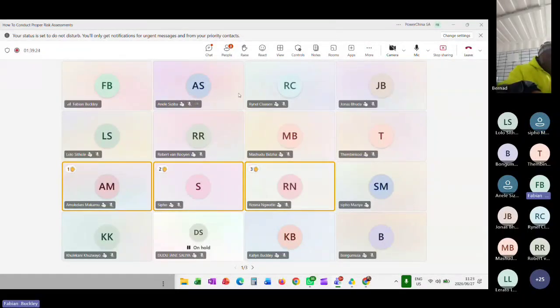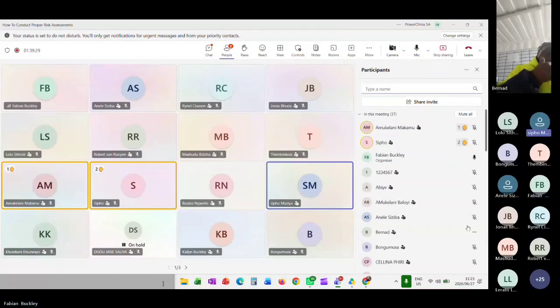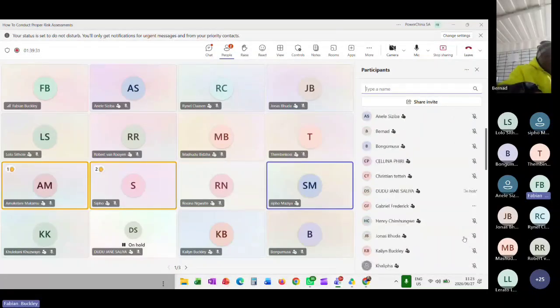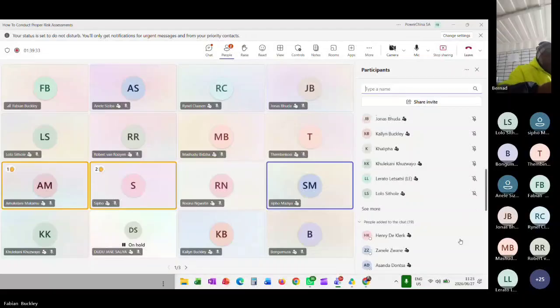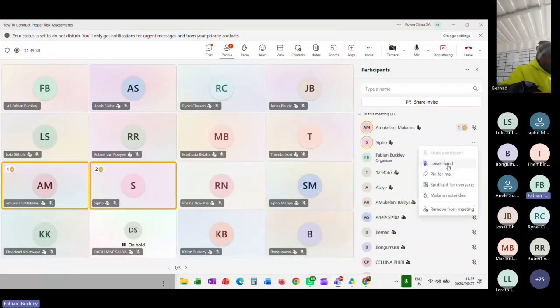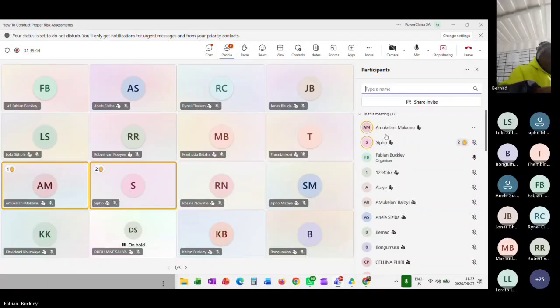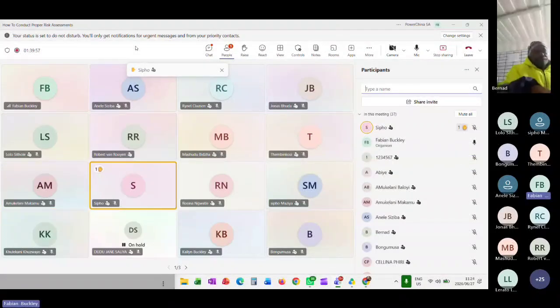Okay, somebody's mic is unmuted. If you want to unmute, you can speak. I see Sipo's hand is up and Amukelani. Please go ahead with your question. Sipo, oh, you don't have a question. Okay, no problem. Anyone else that has any questions, please feel free.